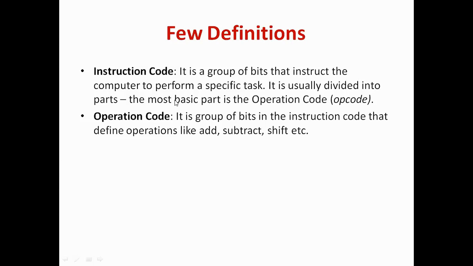Usually the instruction code is divided into parts, and one of the most important parts is the opcode, or the operation code. What is that operation code? It is a set of bits which defines the particular operation that has to be performed, like add or subtract. A code will specify exactly which operation the computer has to perform.